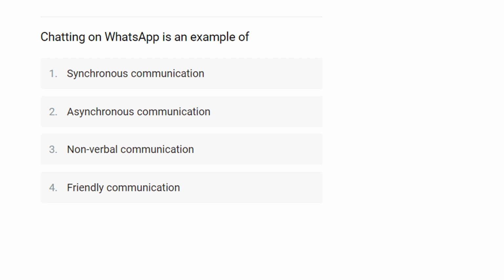Chatting on WhatsApp is an example of. In this question they ask you about chatting on WhatsApp being an example of, for which the first option is synchronous communication, the second is asynchronous communication, the third is non-verbal communication, and the last is friendly communication. In simple terms, whenever you participate in a conference call or any other call or video conference, it is synchronous communication. Synchronous communication occurs when two or more parties communicate in real time.